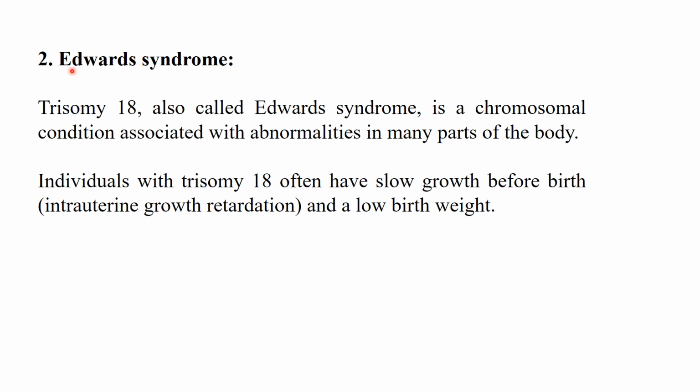The second syndrome or the disorder due to the chromosomal aberration or the numerical aberration is the Edwards syndrome. Edwards syndrome is also called trisomy 18 because it is a chromosomal condition associated with many parts of the body having an extra 18 chromosome. Individuals with trisomy 18 often have slow growth before birth, intrauterine growth retardation, and low birth weight.